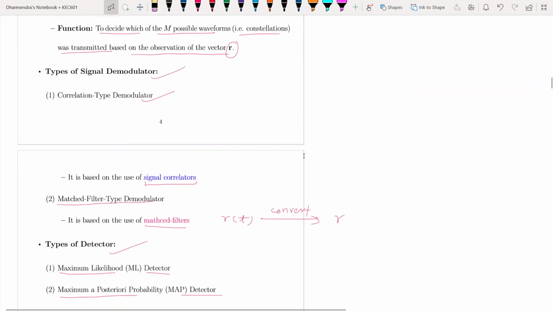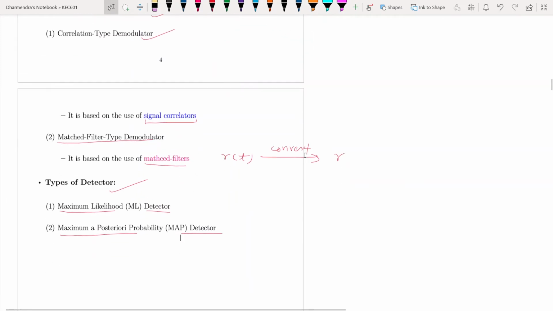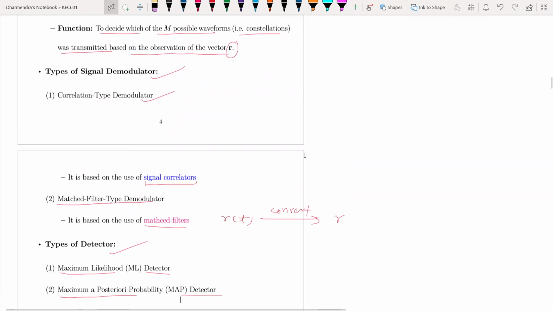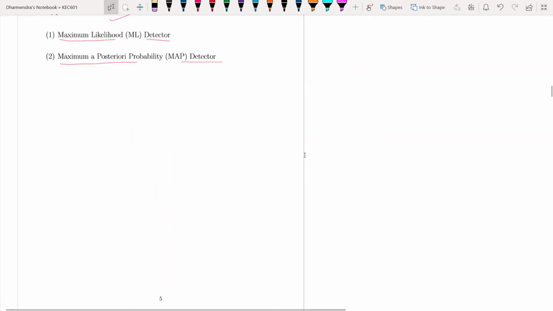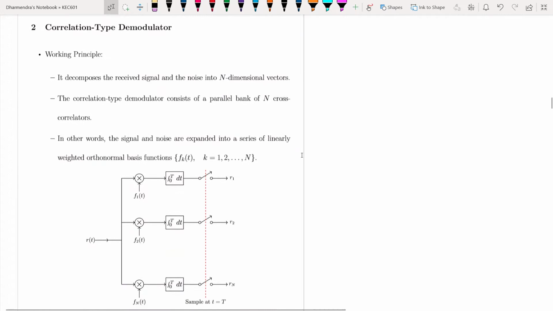So let us discuss in this lecture the correlation type demodulator. You understand the function of a signal demodulator. The signal demodulator's function is to convert the received signal r(t) into the received vector r. So let us discuss correlation type demodulators. Working principle: it decomposes the received signal r(t) and noise n(t) into n-dimensional vectors.